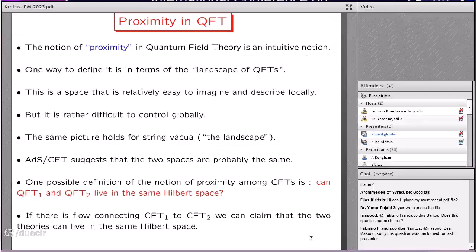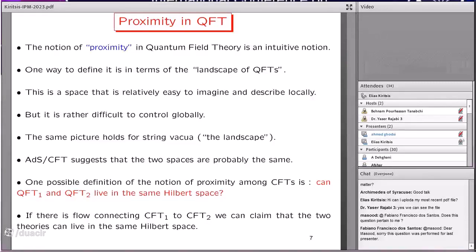Let me now come to a different issue, which is the notion of proximity in quantum field theory. This is a kind of intuitive notion, and basically it's a question, in a sense, of how close one quantum field theory is to another. One way to define this type of proximity is in terms of a landscape of quantum field theories. This is, of course, a space that's relatively easy to imagine and describe locally, but it is very difficult to control globally. And the same picture, as we understand now, holds also for string vacua, what these days people call the landscape. Of course, AdS/CFT suggests that the two spaces are probably the same.